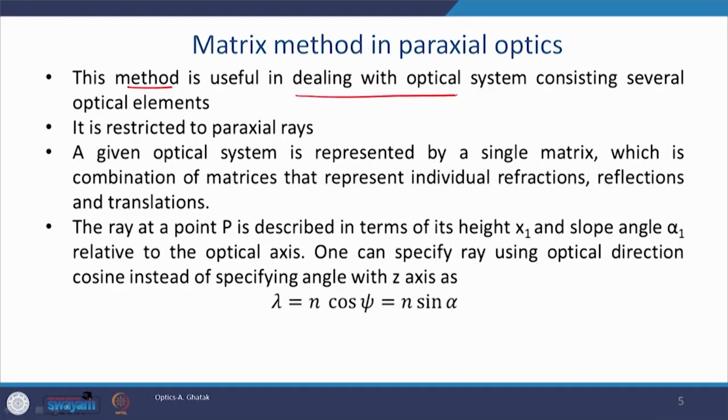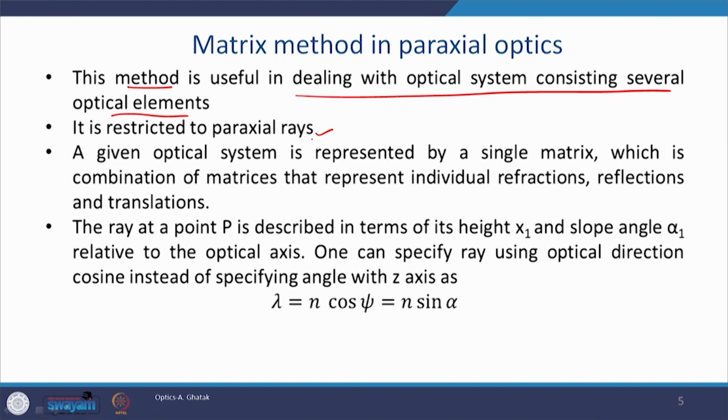With this we will move towards the matrix method in paraxial optics. This is a method which is useful in dealing with an optical system consisting of several optical elements, like many convex lenses, many concave lenses, or a combination of the two. It is restricted to paraxial rays. All this geometrical optics which we are studying, we are studying in the domain of paraxial optics.